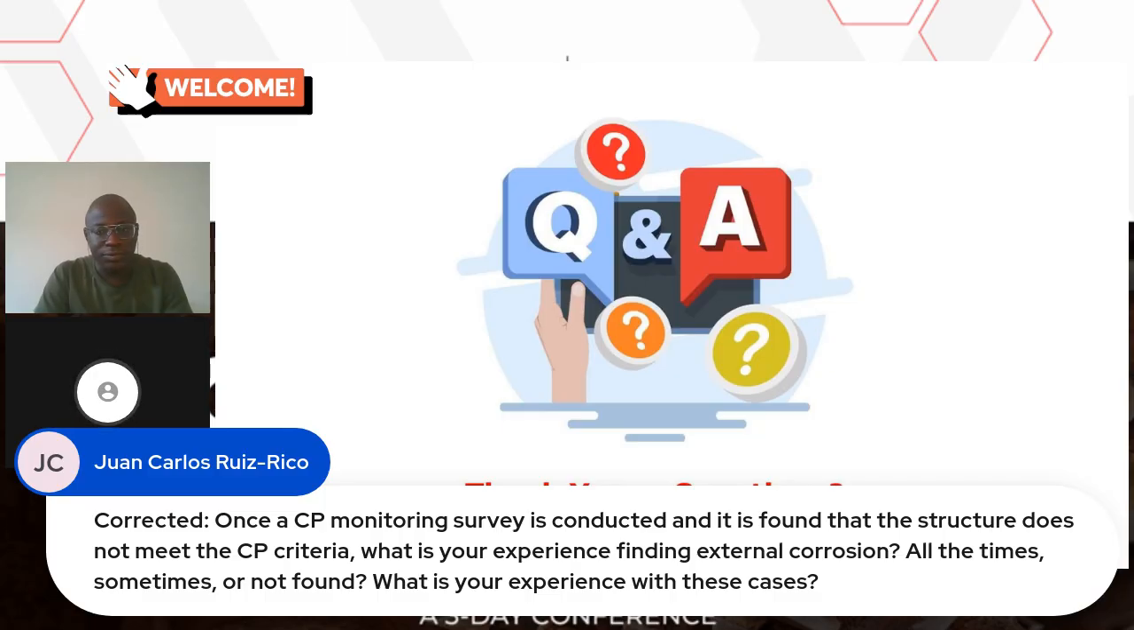Once a CP monitoring survey is conducted and it is found that the structures don't meet CP criteria, what's your experience in finding external corrosion: all the time, sometimes, or not found? Generally, underprotected is below minus 850 standard-wise. But there have been systems that have been below 850, maybe like 800, 810, and they have not had external corrosion. Remember that the minus 850 millivolts criterion is standardized as a general criterion. Certain locations may have nuances that may not require minus 850.